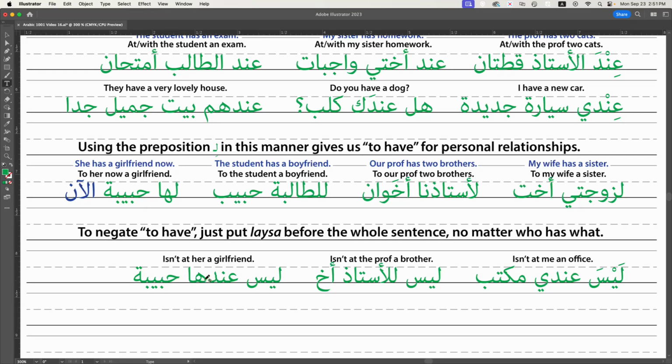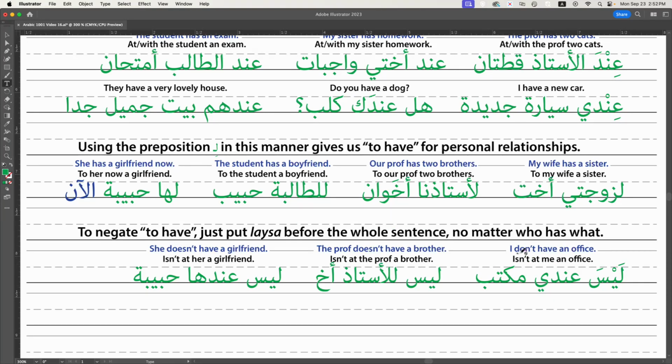So it doesn't matter who's doing the having or what's being had, I guess I say in English. You just put laysa at the beginning of the sentence, and that negates the whole thing. Now, sometimes I've heard people say, oh, habiba here is feminine, so I have to use the feminine singular version of laysa at the beginning of the sentence. I should say laysat in the habiba. But this is not used consistently at all. I see about 50-50 on these. So for your purpose as a brand new beginner, just put laysa at the beginning of the sentence, and it will negate the whole sentence, and everybody will get it.